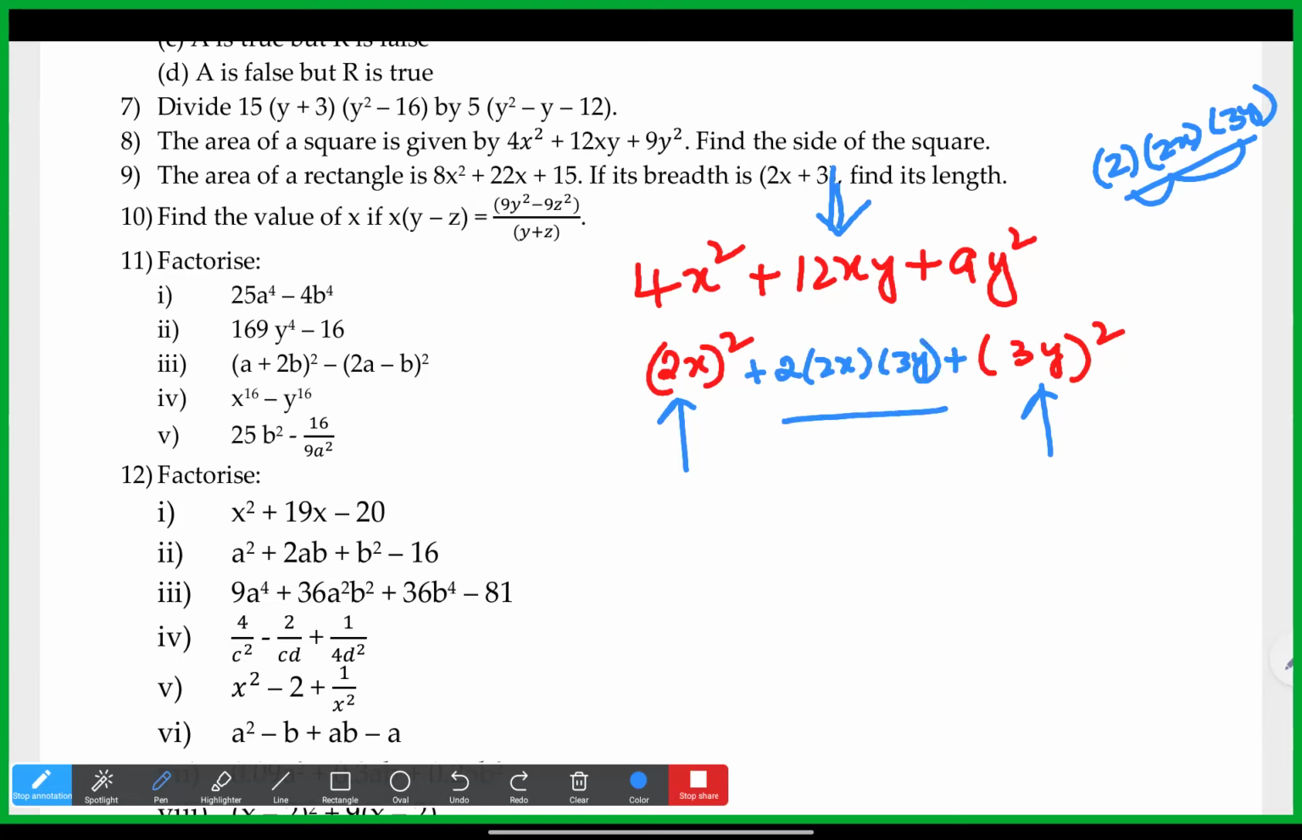So 12xy is nothing but 2 into 2x into 3y. Now we can see if you multiply this, you'll get this only. And 2x whole square is 4x square only. 3y whole square is 9y square only. Any doubt?